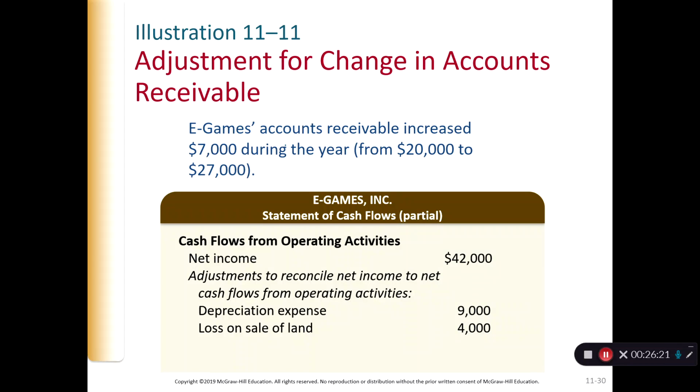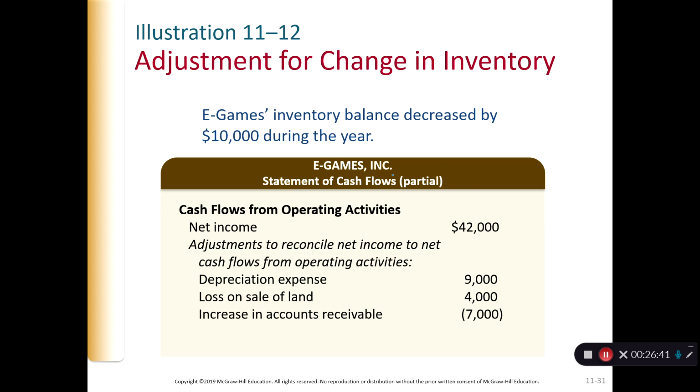Okay, so let's look at this. E-game's accounts receivable received an increase of $7,000 during the year, from $20,000 to $27,000. So therefore, an increase in accounts receivable becomes a decrease in cash on the statement. Okay, next one. The inventory balance decreased by $10,000 during the year. So a decrease in current asset means an increase in cash.